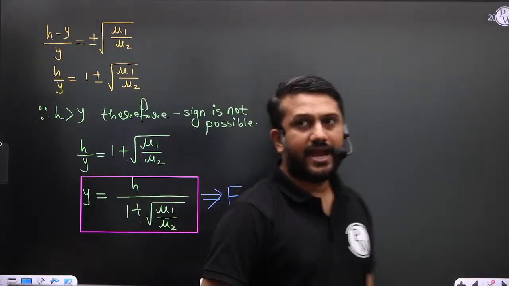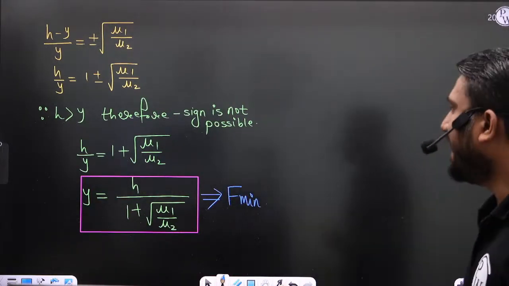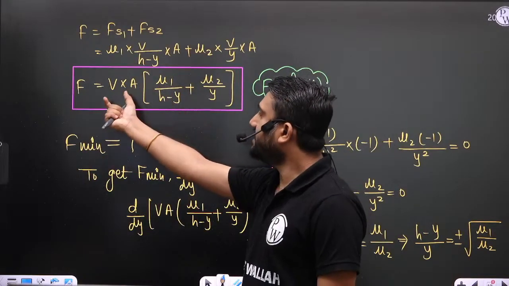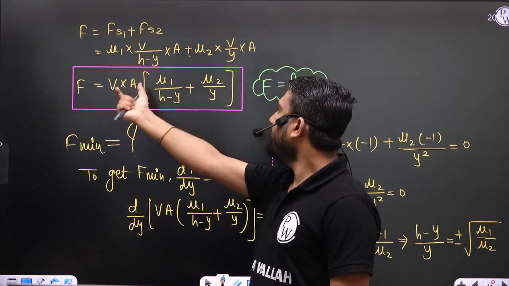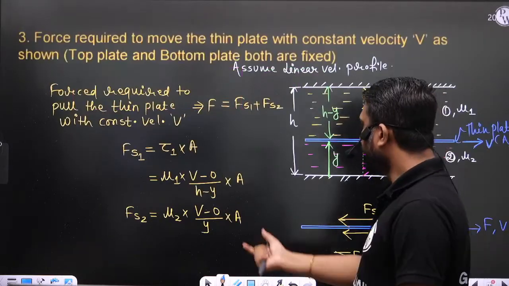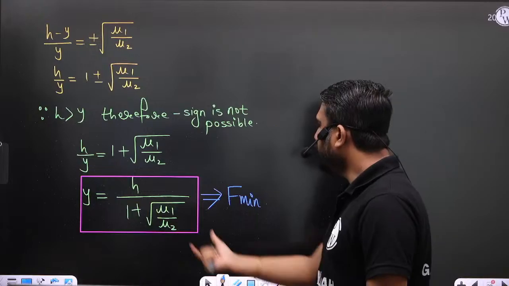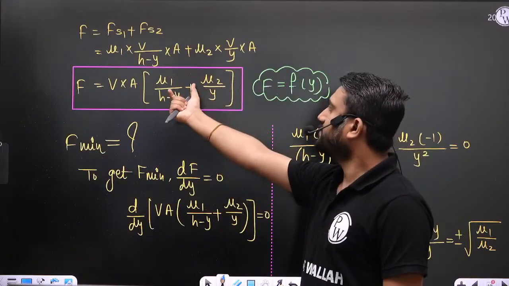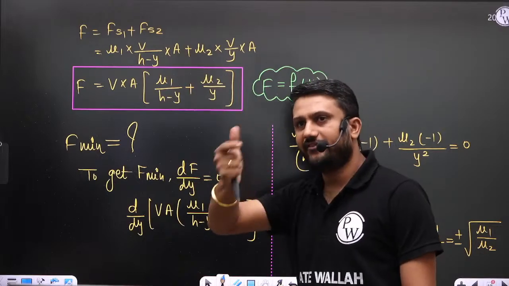And if someone asks you what is the F minimum, it is very simple. You have the mathematical expression of F, just put this value of Y in this expression, so you will get the F minimum.